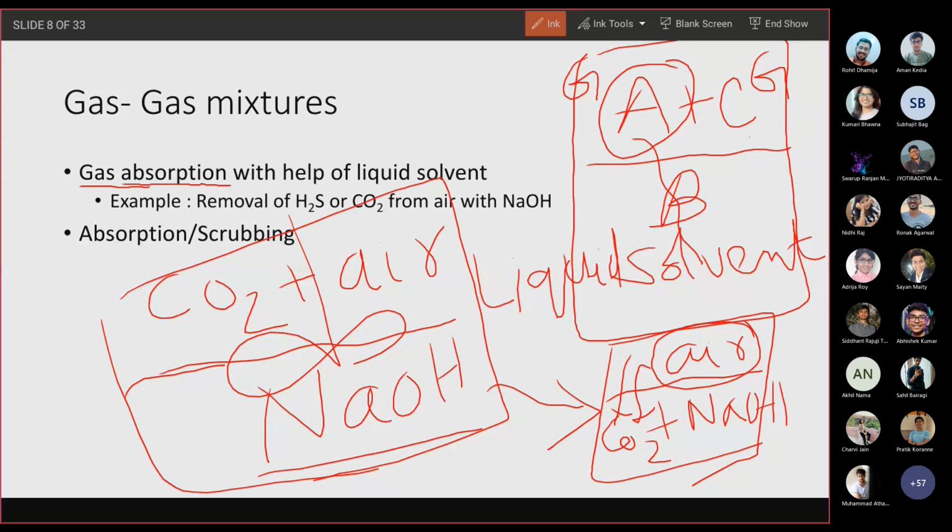That type of separation, that type of unit operation, is called gas absorption. Similarly, H2S also we can separate with the help of liquid solvents.